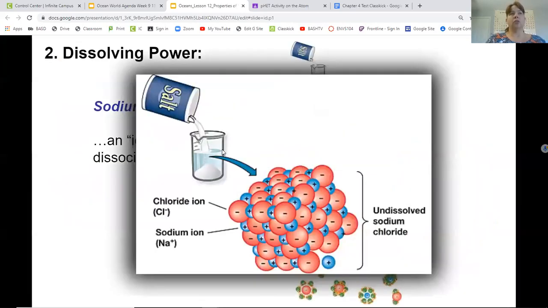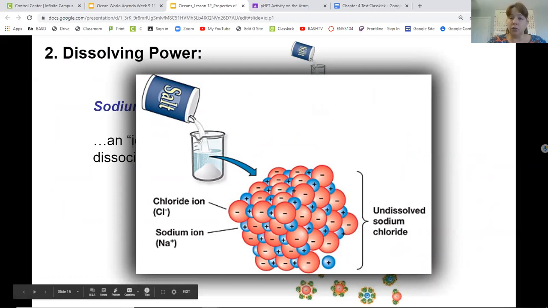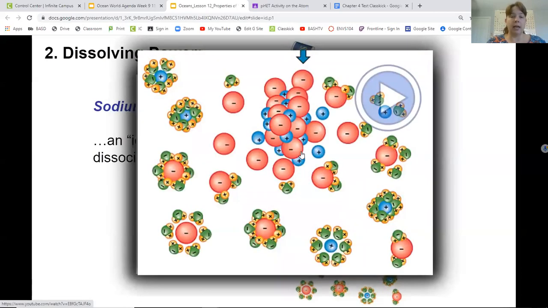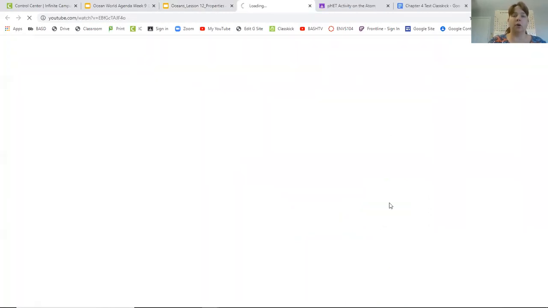Now, how does the dissolving happen? The reason ionic compounds or salts can be dissolved by water has to do with the polarity. Because water is polar and ionic compounds or salts are polar, the water is able to come in and break apart the pieces that are in the salt because of their negative and positive charges. So I'm going to show the video here that will show you how the water comes in and the negatives will attract to the positives and the positive will attract to the negative. So here's a video. It's the best way to see it.